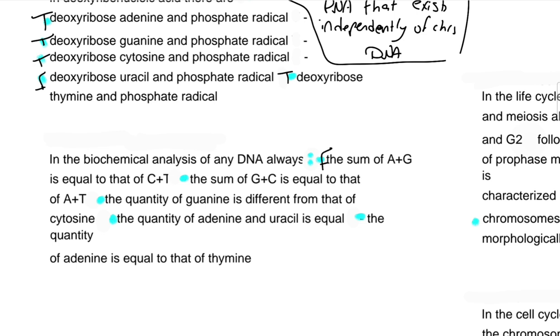Okay. Now, G and C is equal to A and T. This is right because G takes C, A takes T. A and T form 2 hydrogen bonds, G and C form 3 hydrogen bonds.